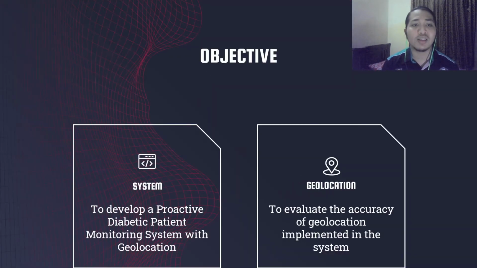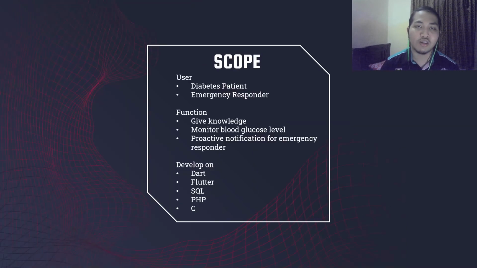So we get to the objective. The first objective is to develop a proactive diabetic patient monitoring system with geolocation. The second one is to evaluate the accuracy of geolocation implemented in the system. So we get to the scope, which is the user. The first user is the diabetes patient, and the second one is the emergency responder.